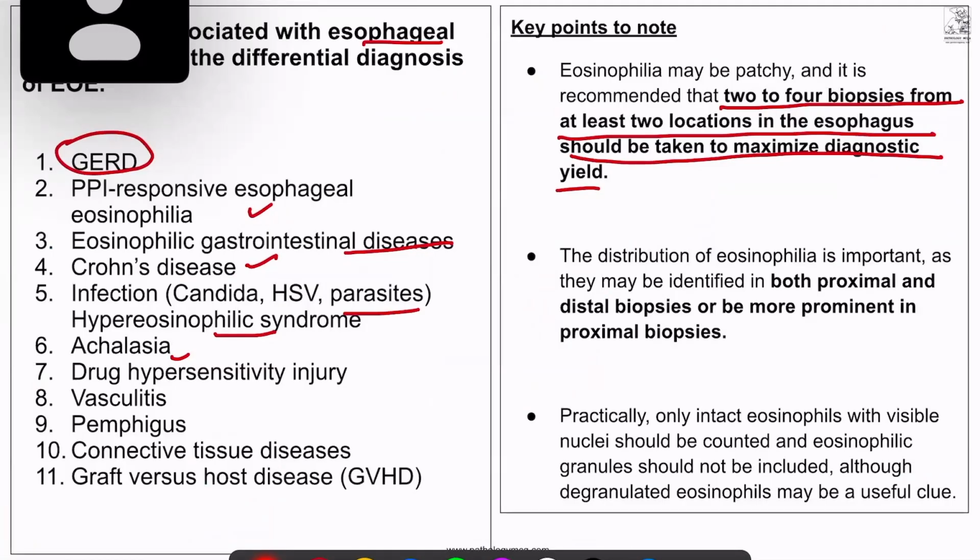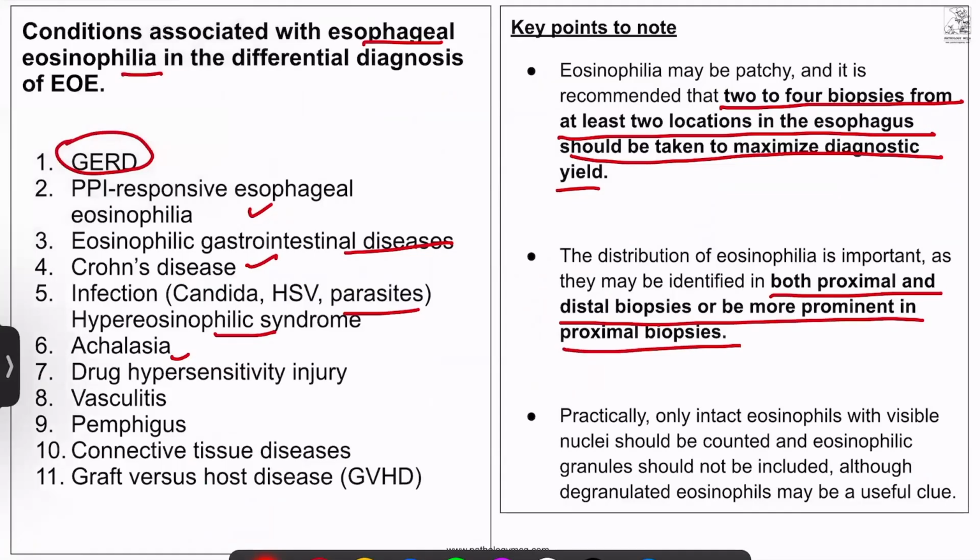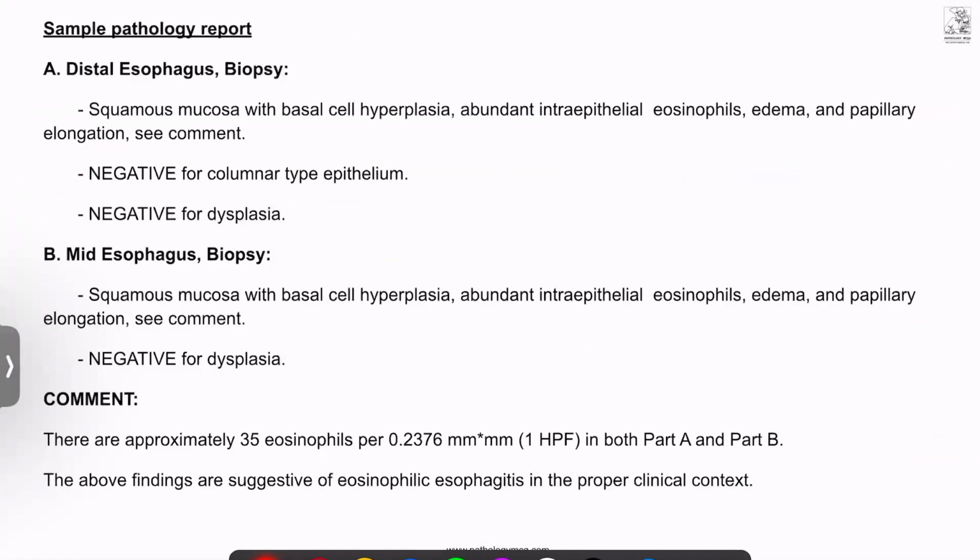The distribution of eosinophilia is important, as it may be identified in both proximal and distal biopsies or be more prominent in proximal biopsies. Practically, only intact eosinophils with visible nuclei should be counted and eosinophil granules should not be included. So, degranulated eosinophils should not be counted when counting in a high power field for eosinophilic esophagitis.